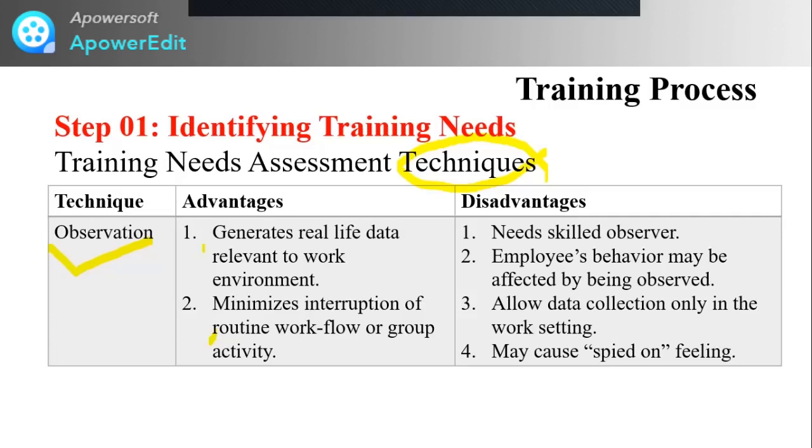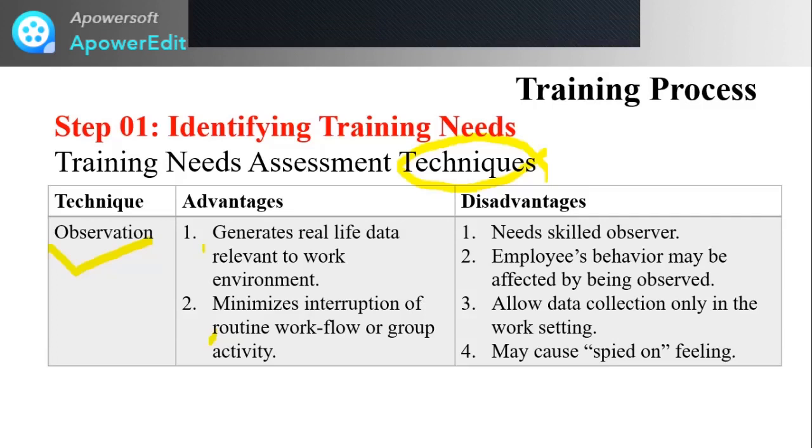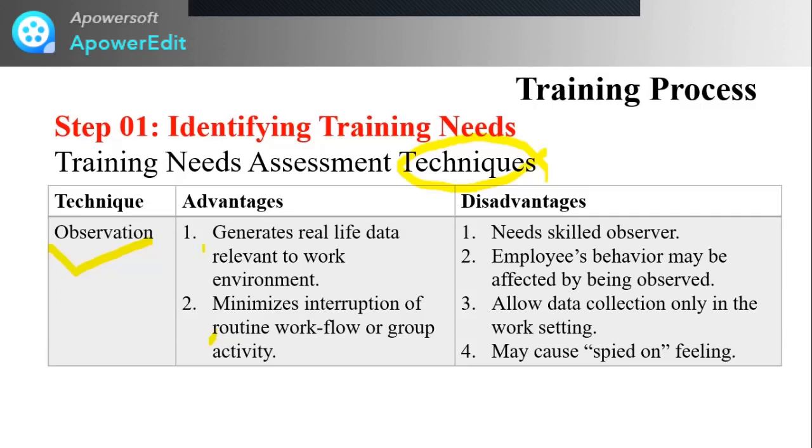Then employees' behavior may be affected by being observed. Now I am going to observe the worker's behavior. Workers notice there is a supervisor, an HR manager, our boss observing us. Then they change their behavior as a result of being observed. Then you can't get the real picture.